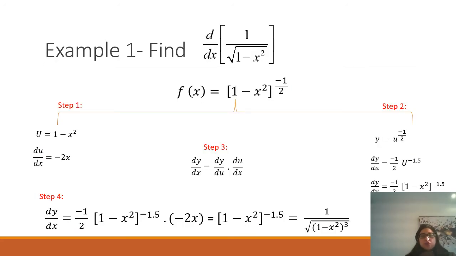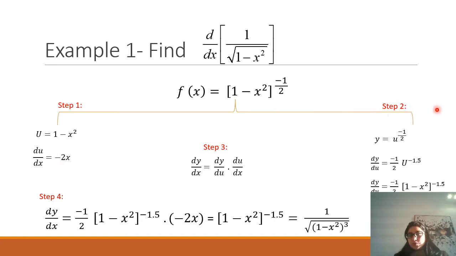So let's do the first one that I was telling you about. I have 1 over the square root of 1 minus x squared. I will reorder the equation. It's going to be 1 minus x squared to the power negative half. The first step is to look at the inner function. The inner function is 1 minus x squared, and you call it u. Then you differentiate it with respect to x, so it's going to be minus 2x.